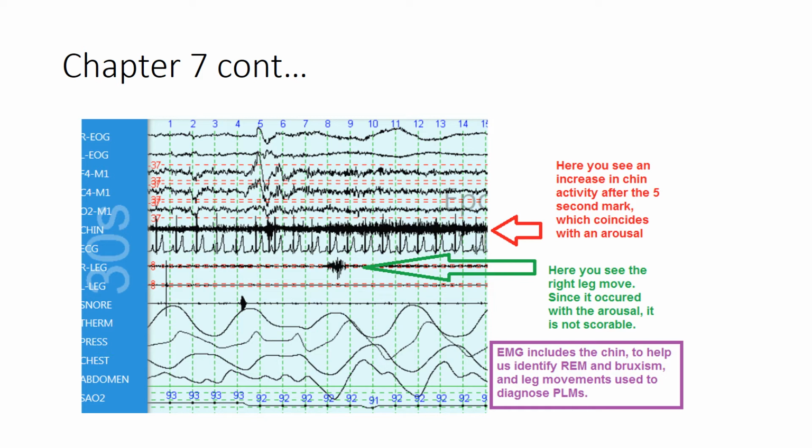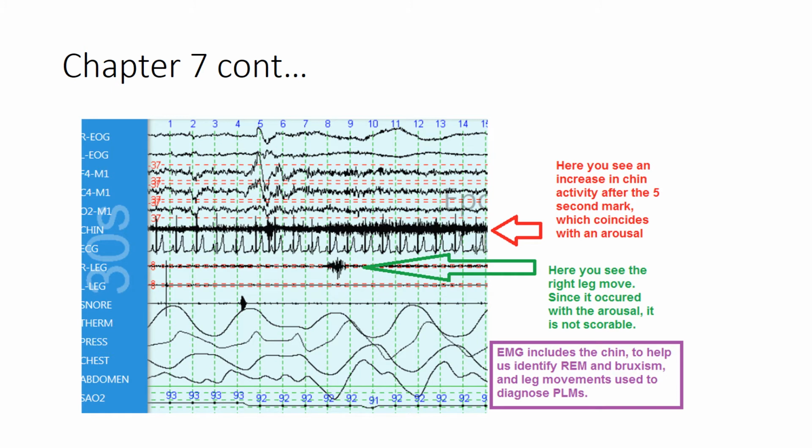But then you see the brain activity, especially in O2, you see quick alpha waves there. The alpha waves last from second 5 to about second 9, and then it starts to slow down again. By second, I would say 12, that patient is asleep again. So we see about a 5 to 7 second arousal here. And you see how the chin activity increases as the patient has a brief arousal.